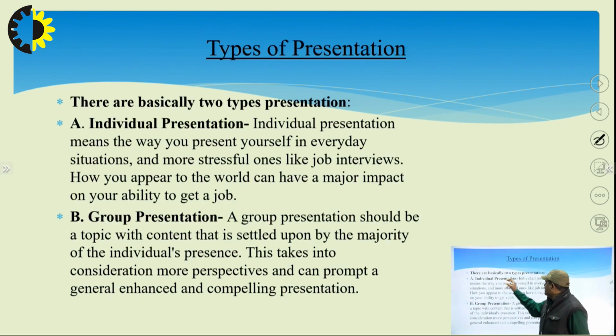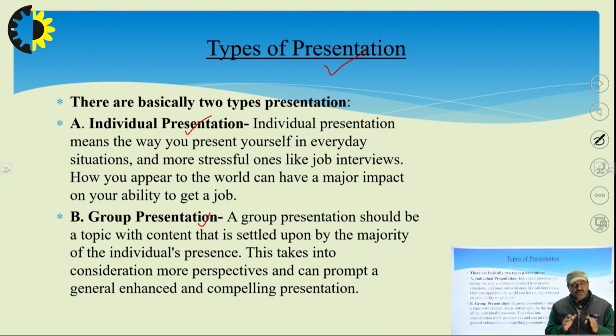So, there are basically two types of presentation, individual presentation and group presentation. Under the topic types of presentation, we have two types, individual and group. When we present individually, the sole responsibility is the individual's only. If the presentation is good, you are responsible, it's good. If bad, then also you are responsible. Only you are going. While in a group presentation, if it is good, the entire group is credited.